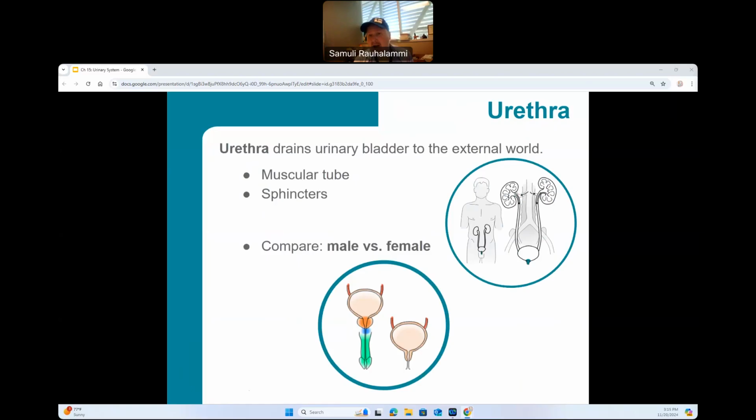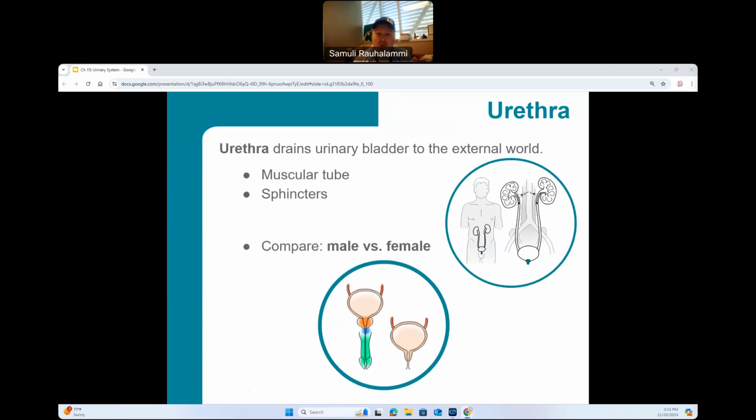I also wanted to talk about the sex differences. In males, we notice that the urethra is shared by both the urinary and reproductive systems, so it carries both urine and sperm. Whereas in females, this is solely dedicated to the urinary system, so it carries only urine. It's also worthwhile to notice that in males, the urethra is approximately 20 centimeters, so about 8 inches long, and travels through the prostate and penis.